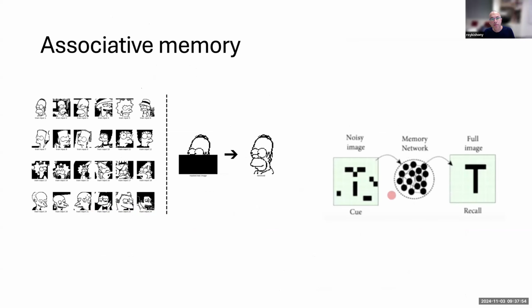Associative memory is the idea that we start with something similar. We have a set of memories. We give the network something similar to one of the memories, and the network needs to reconstitute the closest memory. And we will talk about how that works.